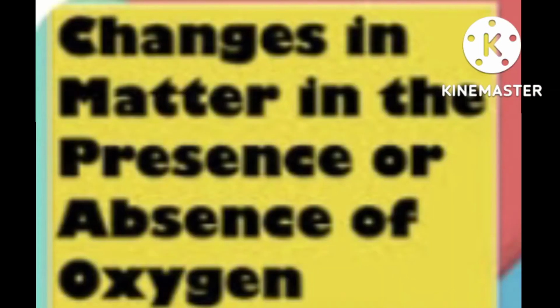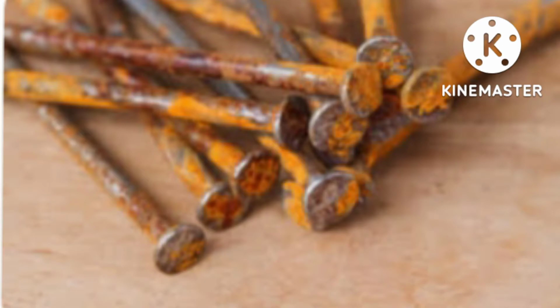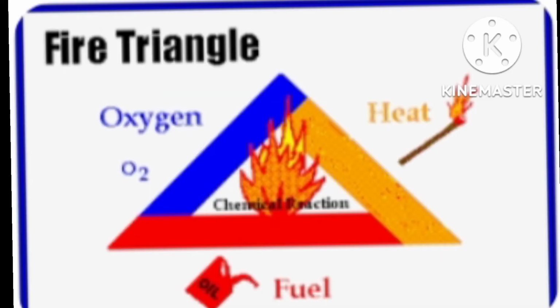The presence or absence of oxygen has various effects on matter. Among these, one common that you readily see are combustion and rusting. Take note of this diagram. We call it the fire triangle. It shows that three things are needed for a fire to occur. In order for the fire to occur, there should be heat, fuel, and oxygen.